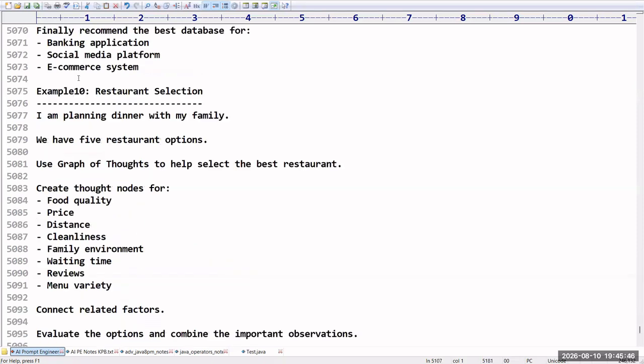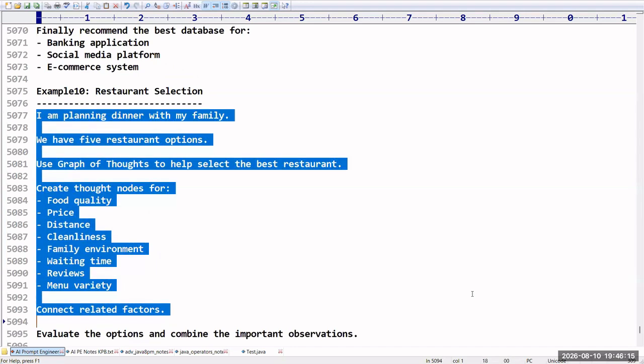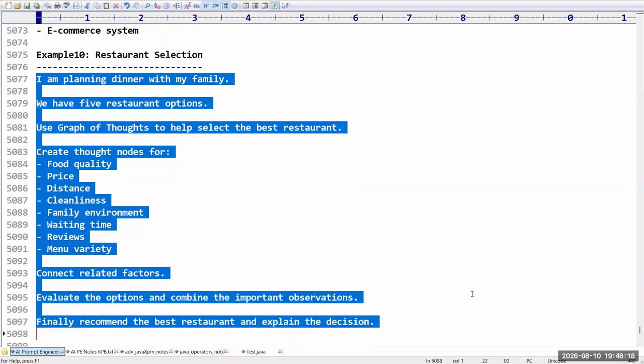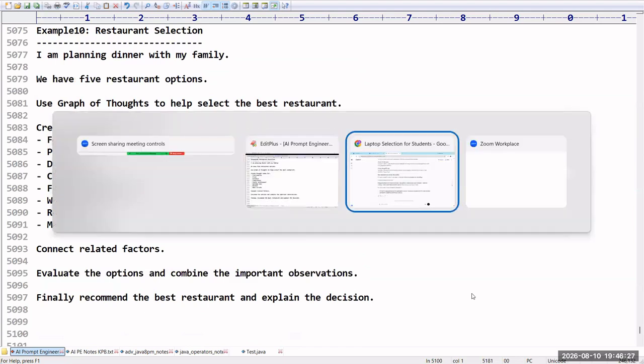So let's go for the final prompt, restaurant selection. I am planning a dinner with my family. So we have 5 restaurant options. Use graph of thoughts to help select the best restaurant. So food quality, price, distance, cleanliness, family environment, waiting time, reviews, menu variety. So connect related factors, evaluate the options and combine the important observations. Finally, recommend the best restaurant and explain the decision.